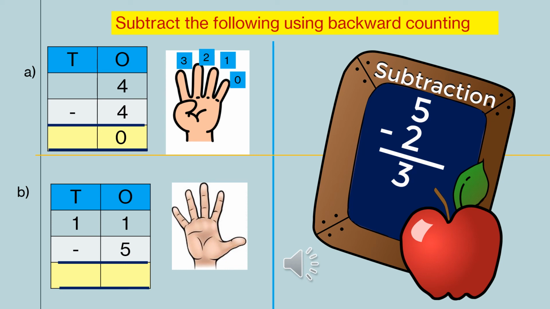So let's start counting backwards. 10, 9, 8, 7, 6. So we reach number 6. So the difference between 11 and 5 is 6. So we can say that 11 minus 5 is equal to 6.